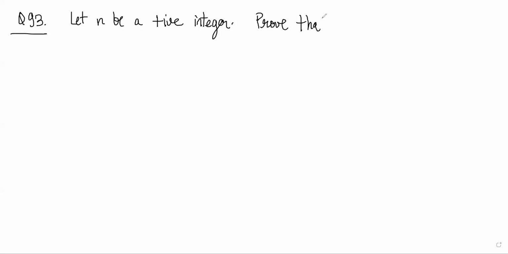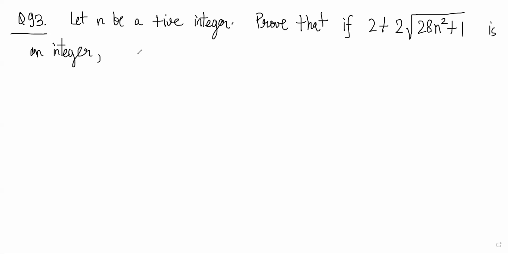This is question 93. Let n be a positive integer. Prove that if 2 plus 2 times root over 28n square plus 1 is an integer, then it is the square of an integer.